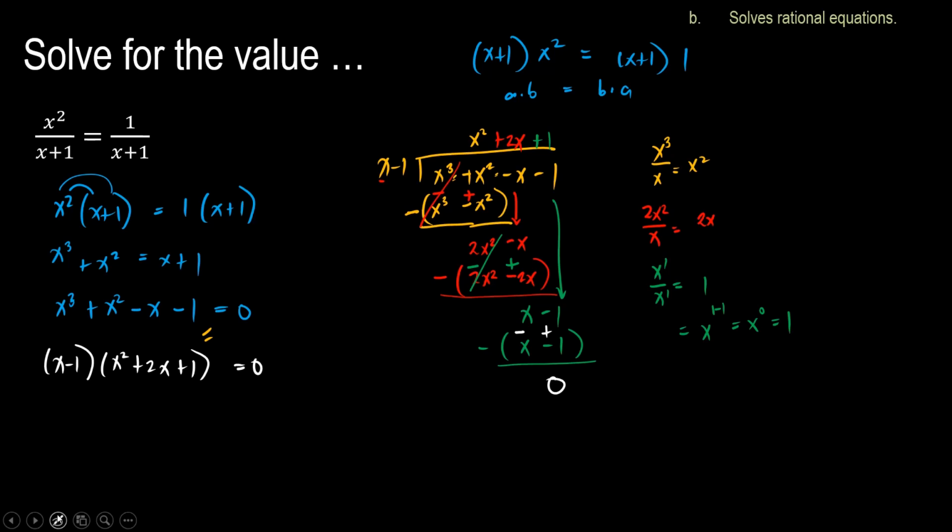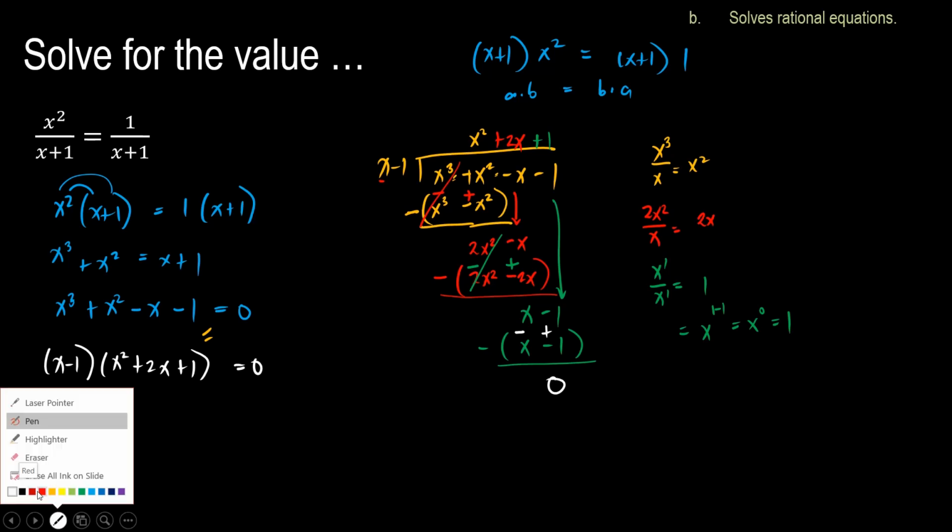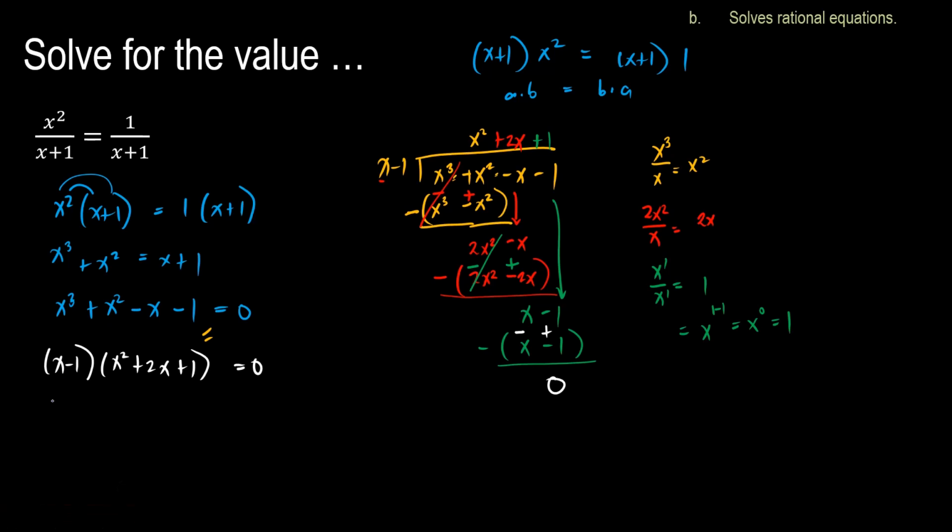Okay, so we're not still done because as you can see, si x squared plus 2x plus 1 is not yet in the factor form. So, copy natin si x minus 1. Factor natin ngayon si x squared plus 2x plus 1.